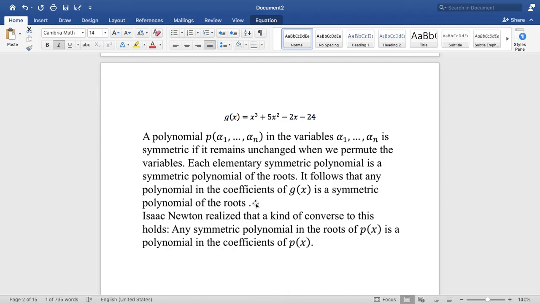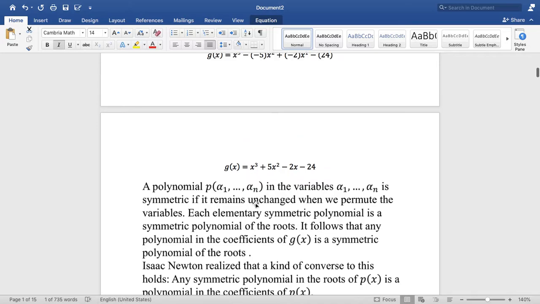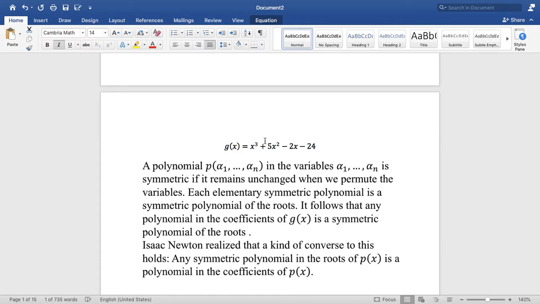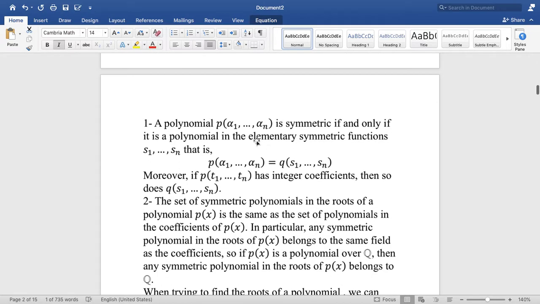And now here is where the genius of Newton comes in. He actually proves the converse. I'm not going to go through the proof. It's a bit lengthy, but it's not really difficult. I said this is going to be a bird's eye view, so I'm not really going to do all the proofs. So any symmetric polynomial in the roots of p of x is a polynomial in the coefficients. So any polynomial that's symmetric in the roots, that means if you permute the roots around, the polynomial stays the same, you could write it as a polynomial in the S1, S2, S3, and so on. So he proved the converse. All right, so great.